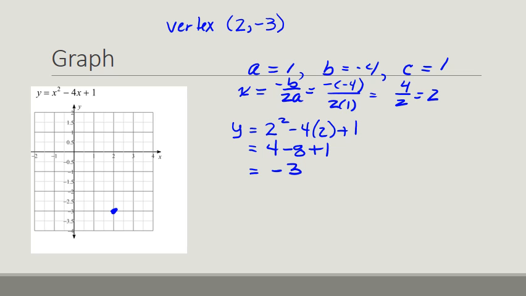Right here. My a is positive 1, so I'm going to go over 1 and up 1 on both sides, over 2 and up 4. So it's going to look like that.